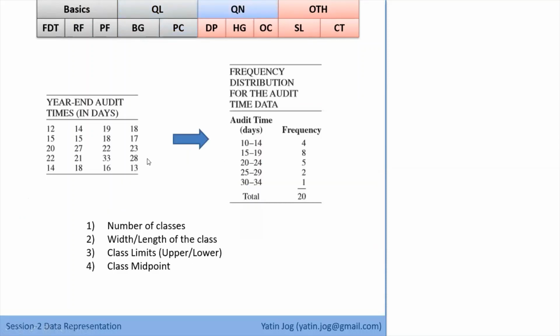Next, if you want to convert the quantitative data into class intervals, what is important is to define the number of classes, to define an appropriate length or width of the class, then the upper limit and the lower limit of the class, and the class midpoints.